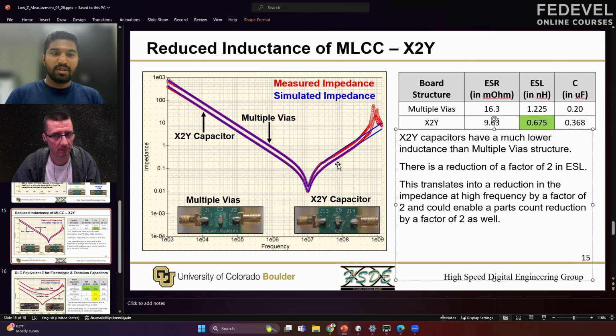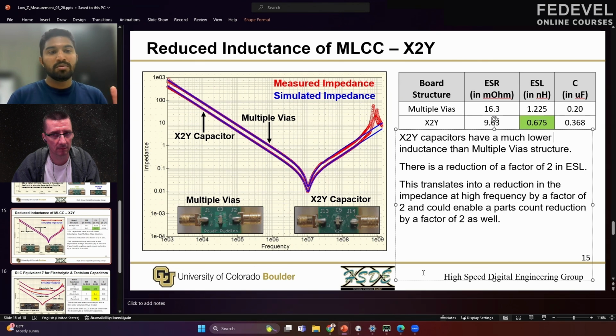So a good option, if we have exhausted all the ways in which we can place vias and we want to further reduce the ESL value, is that instead of having 2 MLCC capacitors with multiple via structures, we can have one X2Y capacitor. This helps us reduce the real estate on the PCB, because instead of 2 capacitors, we just have one X2Y.